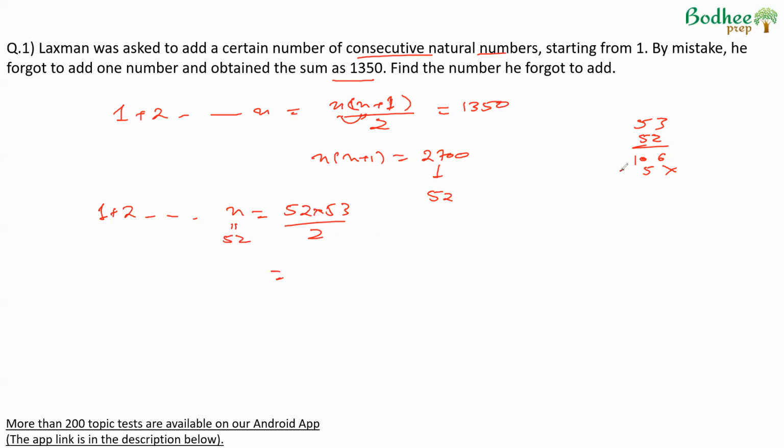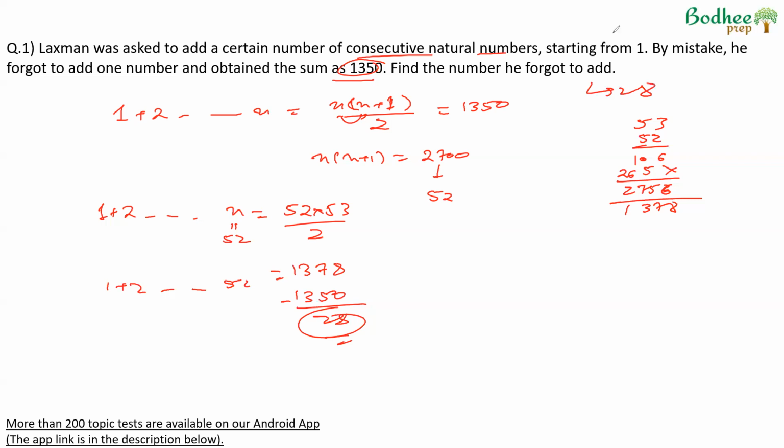2756 by 2 will be 1378. If we were adding numbers from 1 to n, or 1 to 52, we would have gotten the sum as 1378, but Lakshman got it as 1350. The difference is 28. That means while adding, he missed 28 and therefore got the sum as 1350.